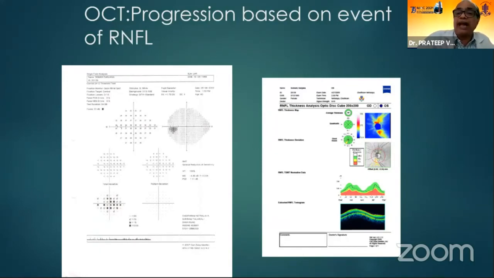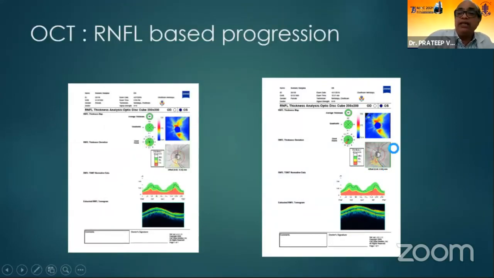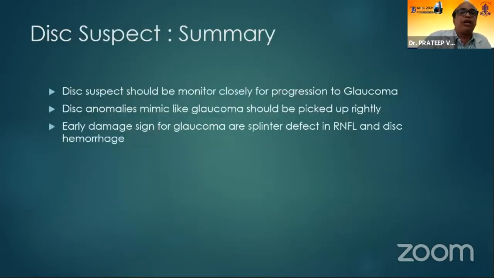Look at this one-eyed lady. You can see that on the deviation plot, there is an RNFL defect, and this RNFL defect has progressed over a period of time. So obviously, this one-eyed young lady has pre-perimetric glaucoma. So this patient needs to be treated.